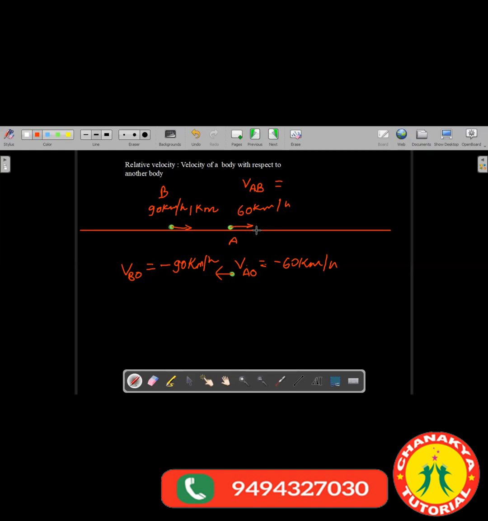A is moving like this with 60 kilometer per hour. B is moving like this with 90 kilometer per hour. So it will be 30 kilometers per hour. It will seem to A that B is moving with a speed of 30 kilometer per hour towards the right side. Okay. So it will seem to A that B is coming towards A with a speed of 30 kilometer per hour. Okay. What if both the vehicles have the same speed?